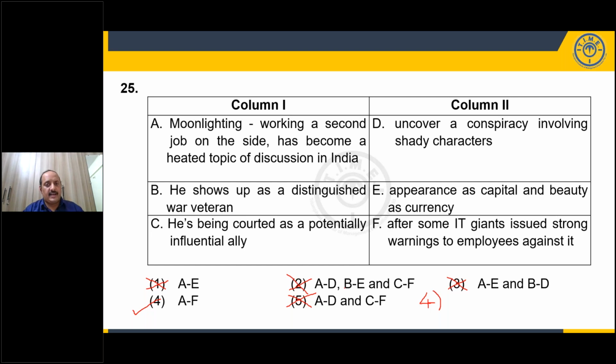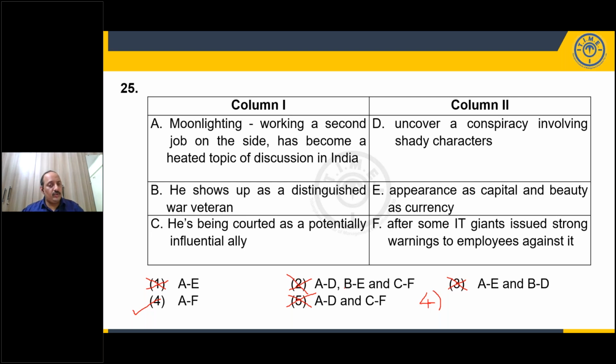But for the sake of our understanding, let's check AF as a group quickly. Moonlighting, working a second job on the side, has become a heated topic of discussion in India after some IT giants issued strong warnings to employees against it. Now this sentence is making sense. Working a second job on the side, which is also called moonlighting, some IT giants issued a strong warning to employees that you can't do this. It's become a hot topic of debate in India.